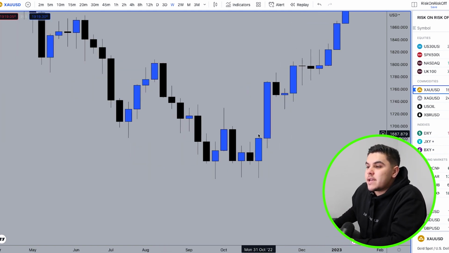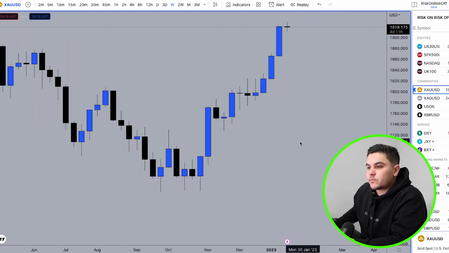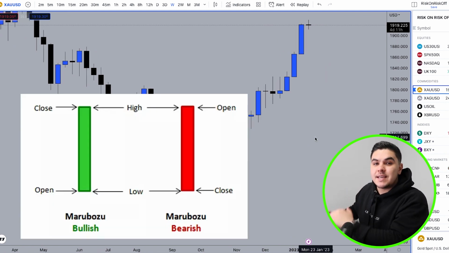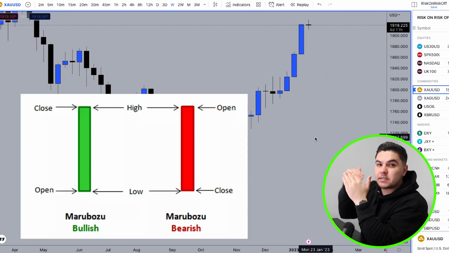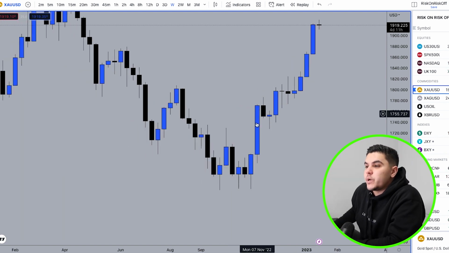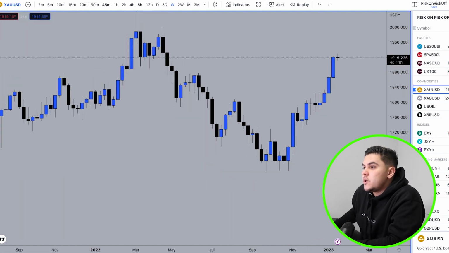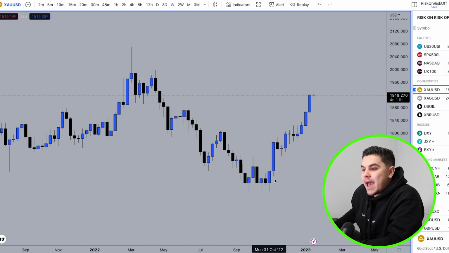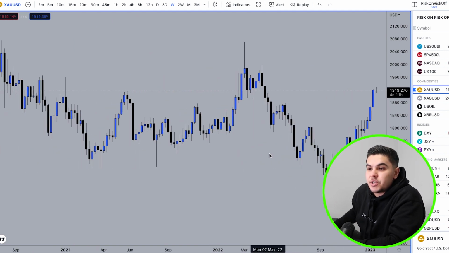So a nice little hammer engulfing Marubozu closure. All that a Marubozu closure is, is there's no wick. So it had this massive buying pressure right till the close. And then you have that continuation on the next trading candle. In terms of a hammer, I've showed you a hammer. I'd like to show you just a shooting star.